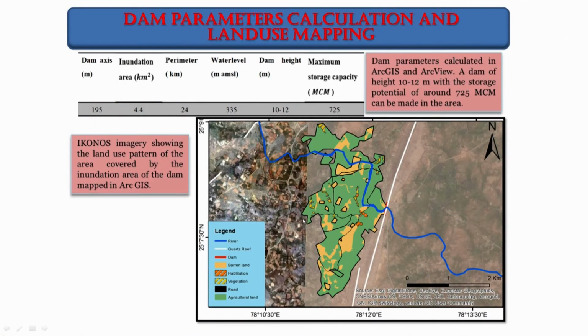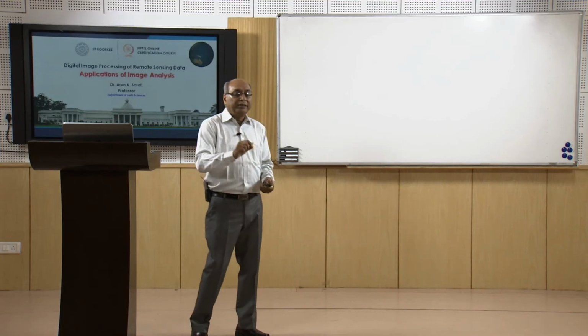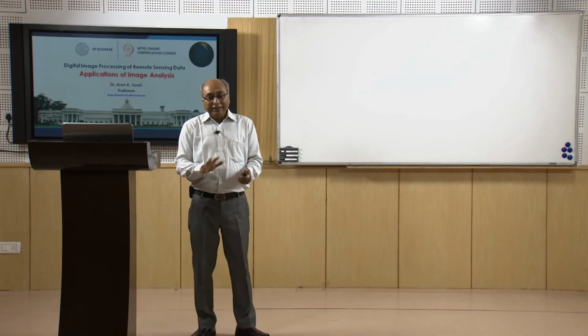Many other things can be done. This is the example here. This is the land use land cover map, created only for the submerged area. So you know what kind of land will be submerged if a reservoir comes at that location, and nothing is happening on the ground.